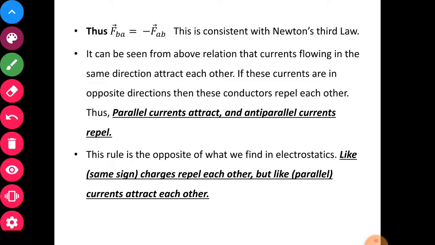This rule is the opposite of what we find in electrostatics. Like charges repel each other, but like currents attract each other. Like charges repel, but like currents, meaning parallel currents, are attracting each other.